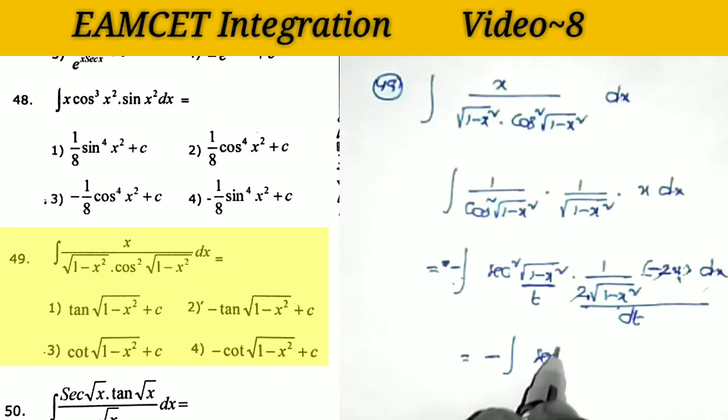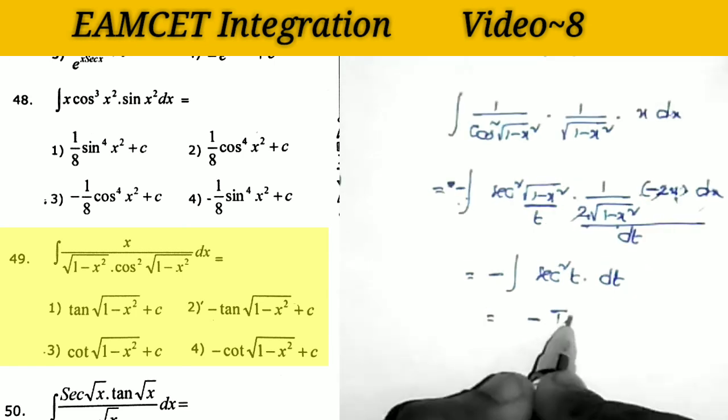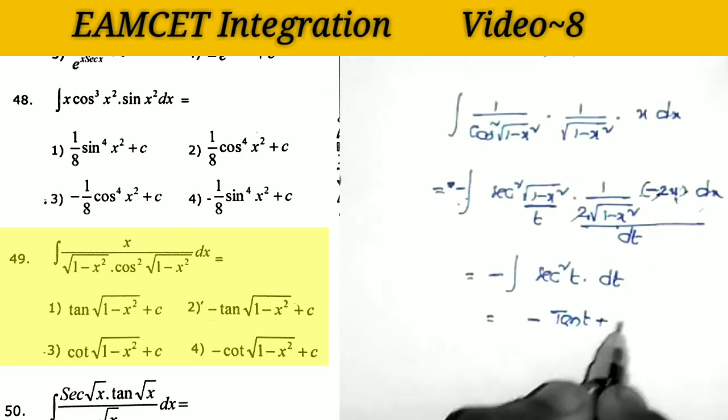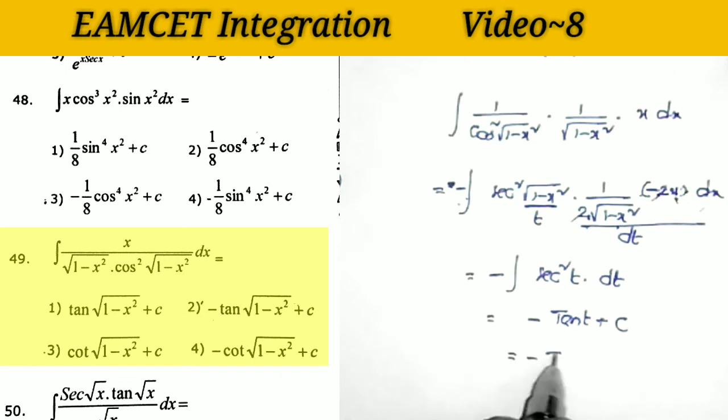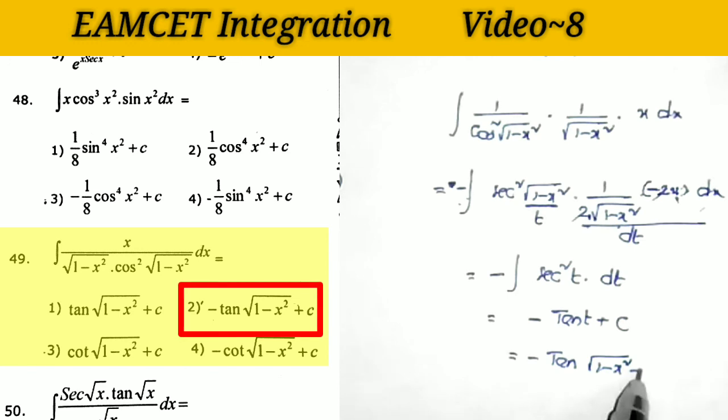So the quotient becomes minus integral secant square t into dt. And what is the integration of secant square t? Tan t plus c. Now replacing the t value, that is minus tan of, what is t value? Root 1 minus x square plus c. That's all, and this is the second option.